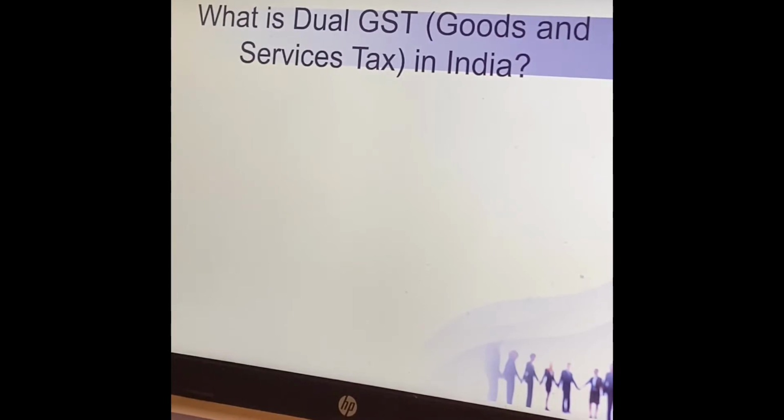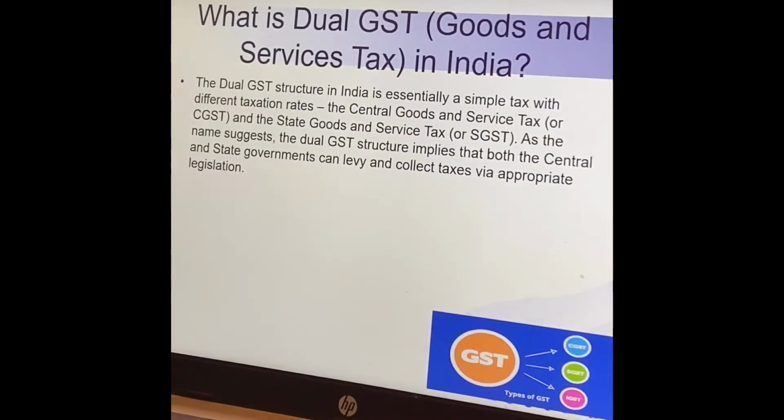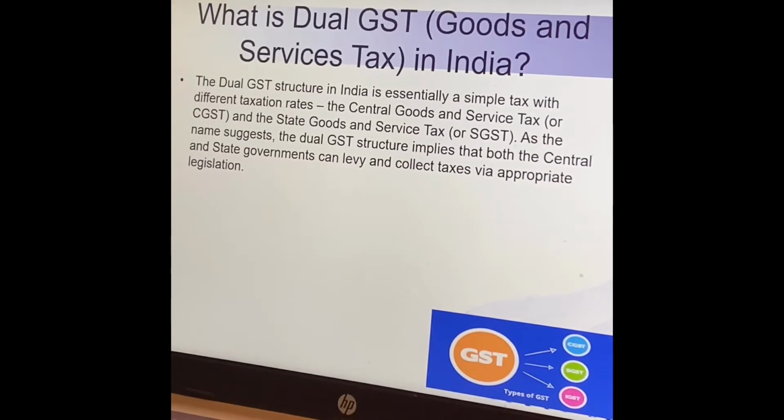What is dual GST, goods and service tax, in India? To understand avoidance of dual GST, we should first know the basics. So we'll understand what is dual GST. There are three types of GST: first is SGST, then comes CGST, and then IGST, which we'll understand further. The dual GST structure in India is essentially a simple tax with different taxation rates: the Central Goods and Service Tax, or CGST, and the State's Goods and Service Tax, or SGST.